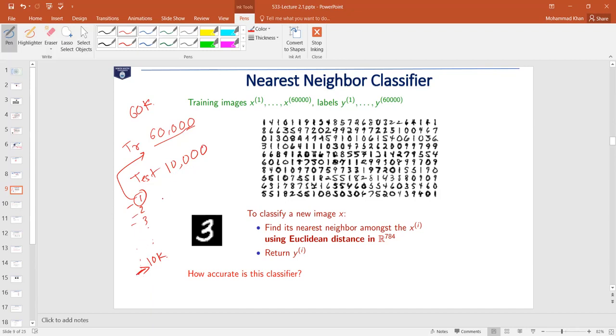So what is the misclassification rate? That means for the test images, maybe the actual label is 2, and we are getting the shortest distance with 3. So it's a misclassification. Maybe for test image 2, we had label 3, and we got the shortest distance with an image with content 3. So it's correctly classified. So we do this for all the 10,000 images.